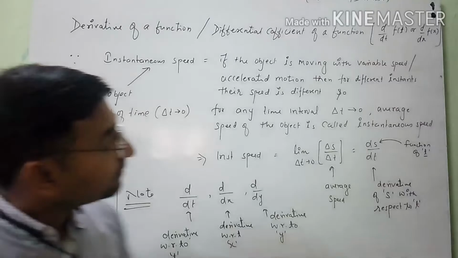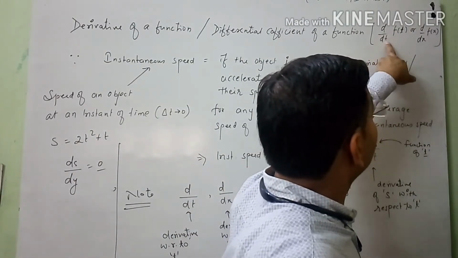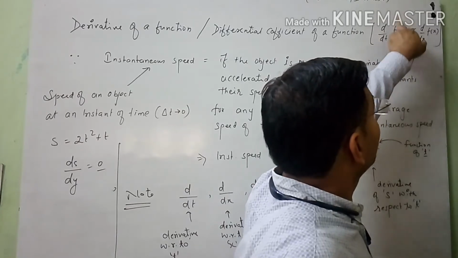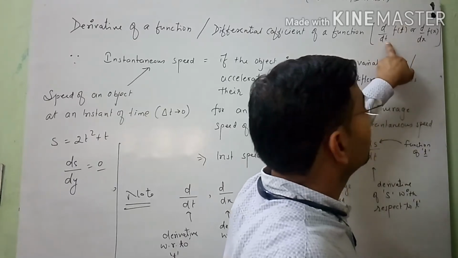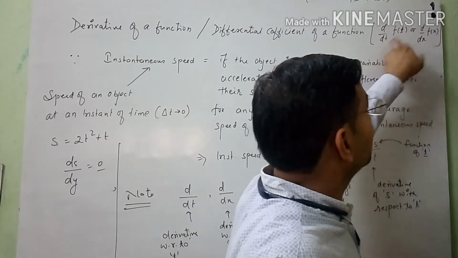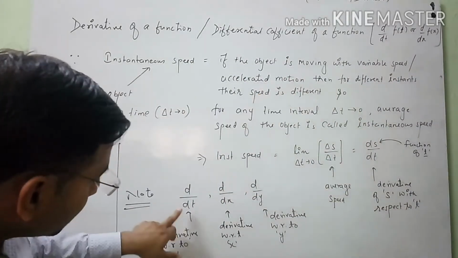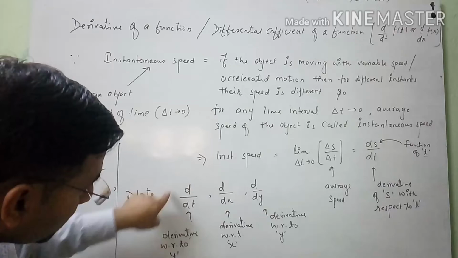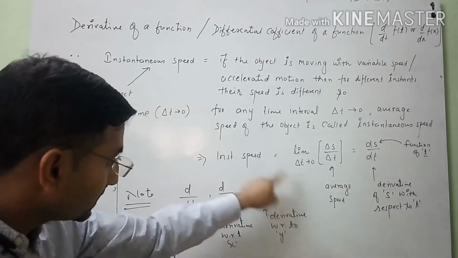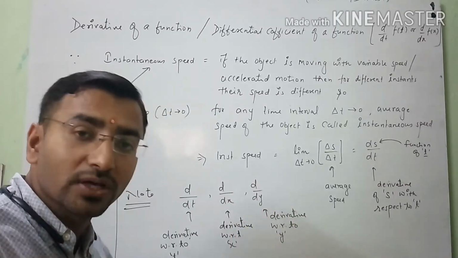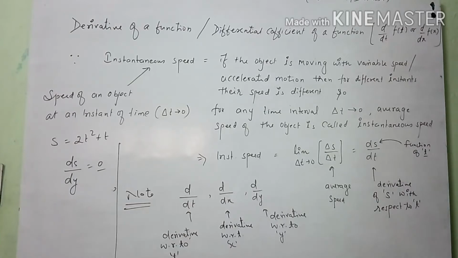That's why I have written here the derivative with respect to that variable which is the function given to you. If the function is t, then the derivative with respect to t. If the function is x, then the derivative with respect to x. And after this you can see the meaning of this: d upon dt, derivative with respect to t; d upon dx, derivative with respect to x; d upon dy, derivative with respect to y. Clear?